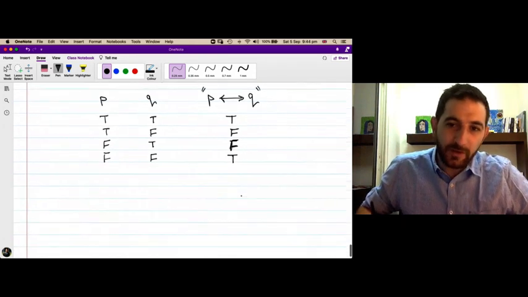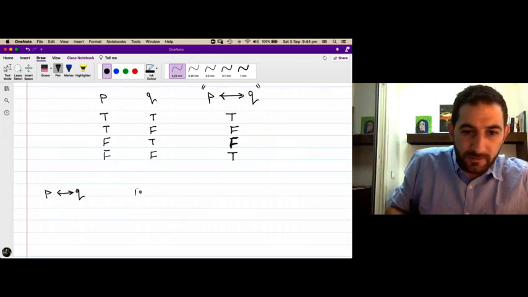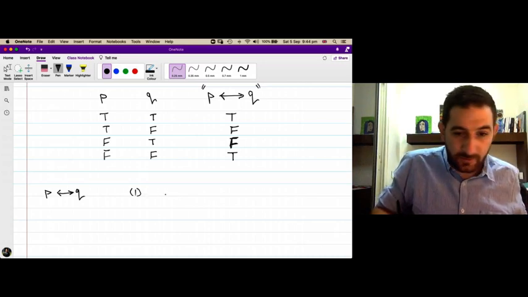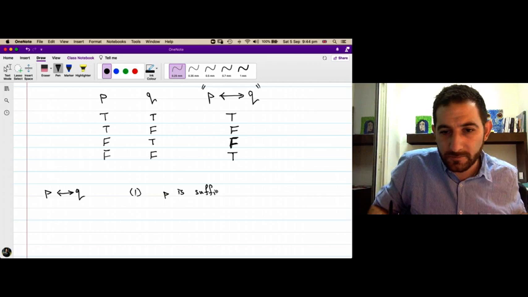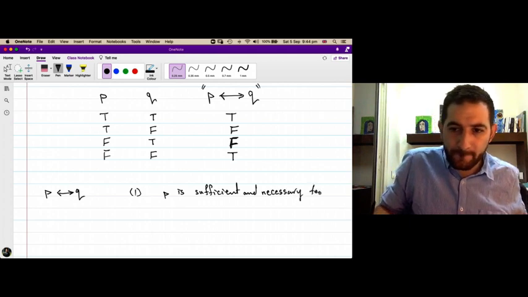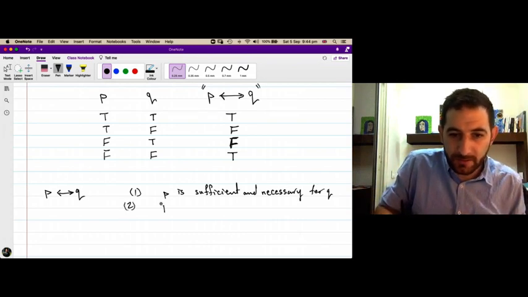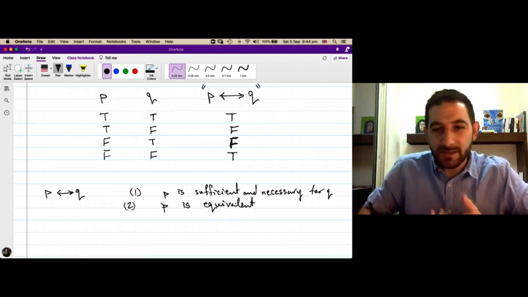Okay, there are several ways again to read this new proposition. So for example, the first way is P if and only if Q, and second we can say P is sufficient and necessary for Q. Okay, and we can also say P is equivalent to Q. Equivalent because it is true only when they have the same truth value.